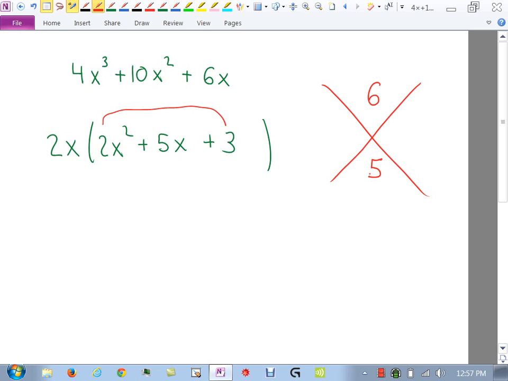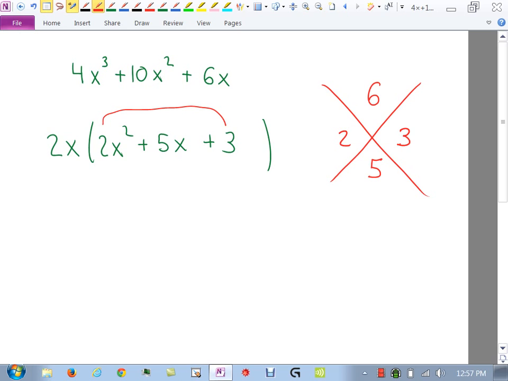2 and 3, right? How about 5 and 1? No, I mean, not 5 and 1. 6 and 1 is what I meant to say. How about 6 and 1? No, because it's got to add up to be a positive 5, right? 6 and negative 1? I could do that, but then they wouldn't multiply to be positive 6, right? There's only one way it should go. There's only one. So, what did you say it was, 2 and 3?